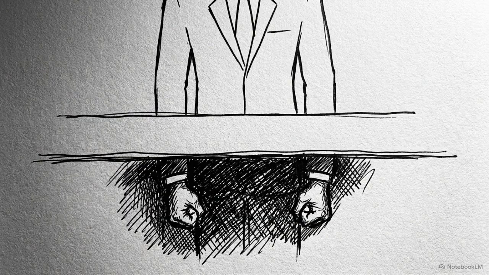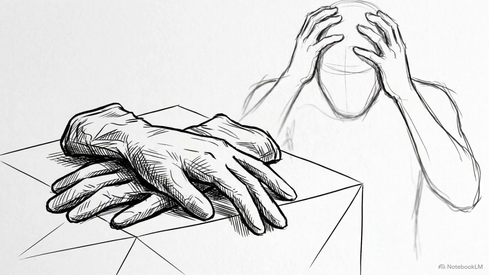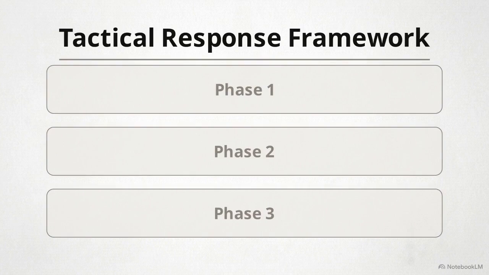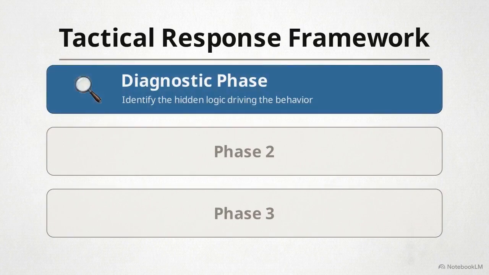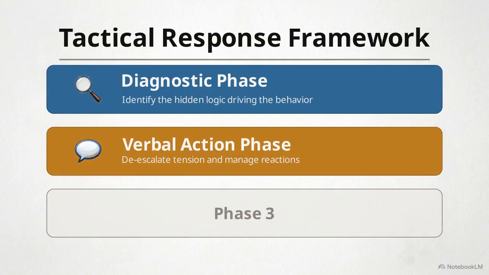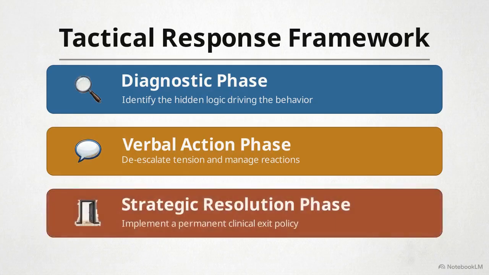Covert toxicity relies on plausible deniability, operating beneath the surface to extract an emotional reaction from you while keeping the aggressor's hands completely clean. To counter this, we are going to build a three-part tactical response framework. First, we will diagnose the hidden logic driving the behavior. Second, we will deploy specific verbal scripts to de-escalate the tension. Finally, we will map out a clinical exit strategy.